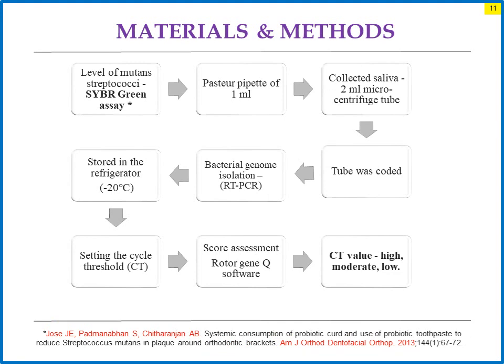As for the third question in the clinical findings part of the AAPD CRAT tool, bacterial assessment, mutans streptococci was assessed through relative quantification using the SYBR Green assay method. The procedure was carried out by placing a 1 ml Pasteur pipette on the buccolingual surface of the oral mucosa to draw the saliva fluid, and the collected saliva was transferred to a 2 ml microcentrifuge tube. The outer surface of the tube was coded and numbered as per the patient ID against the patient name in the demographic form.